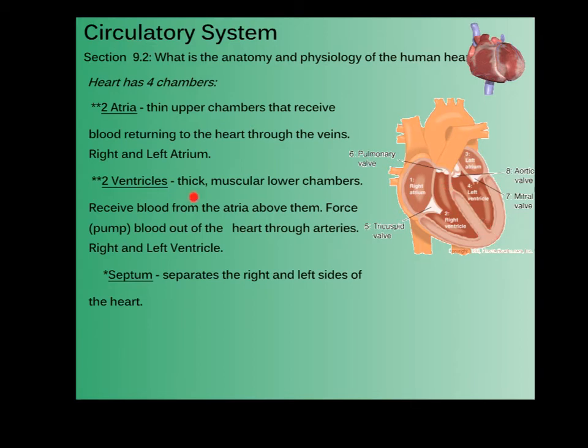Now, ventricles are very thick. If you look at the lining of the atrium versus the lining of the ventricle, there's a major difference. They're going to be receiving blood from the atria above. So right away, you get the idea that it always moves from A to V. When blood comes in from the body, it's going to come down your superior vena cava, which we'll talk about later, and it's going to enter this right atrium.